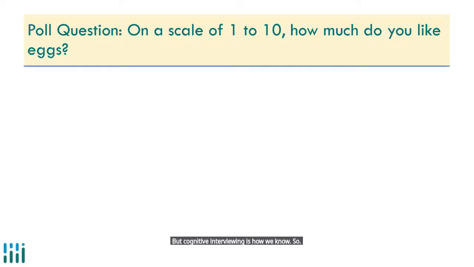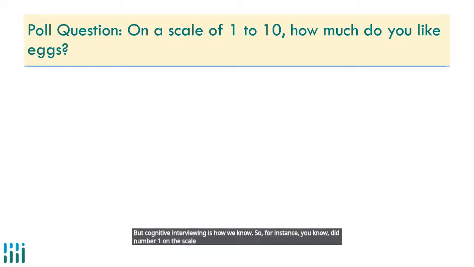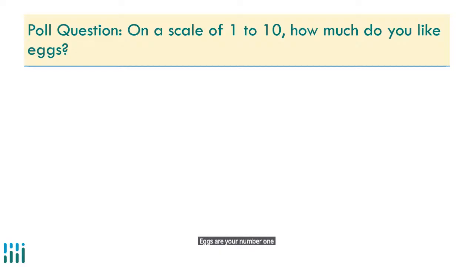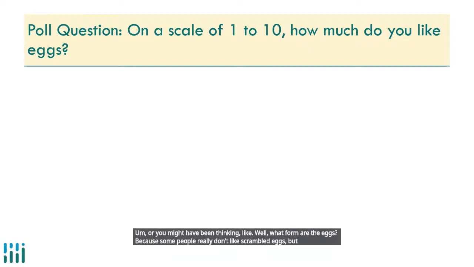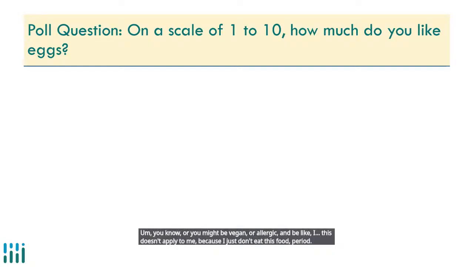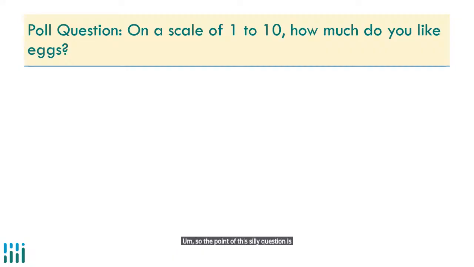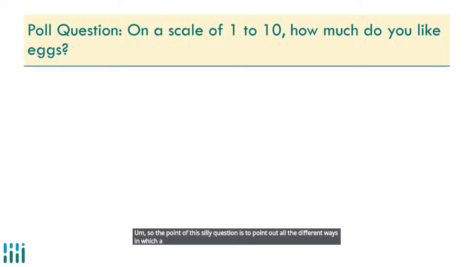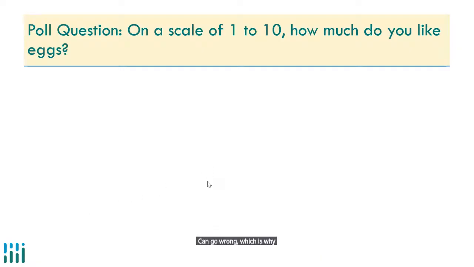So for instance, did number 1 on the scale mean that eggs are your number 1 favorite food? Or did 10 mean like 10 out of 10, you really like eggs? Or you might have been thinking, what form are the eggs? Because some people really don't like scrambled eggs, but they really like chocolate cake, and eggs are an ingredient in chocolate cake. Or you might be vegan or allergic and think, this doesn't apply to me because I just don't eat this food, period. So the point of this silly question is to point out all the different ways in which a seemingly simple question or a prospective survey item can go wrong, which is why we need cognitive interviewing.